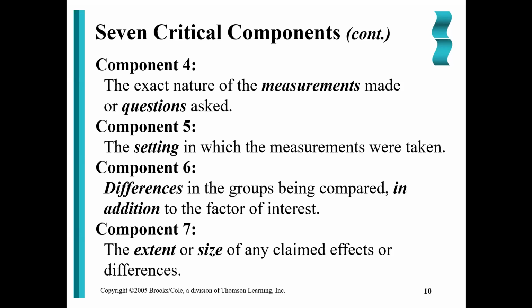And then component number seven, which is never really talked about much when results are mentioned, but is definitely calculated when you actually do research. And that's called the size of the claimed effects, the size of it. Is it a significant result, or is it a small result? If we're looking at two different groups, is the difference significant or not?